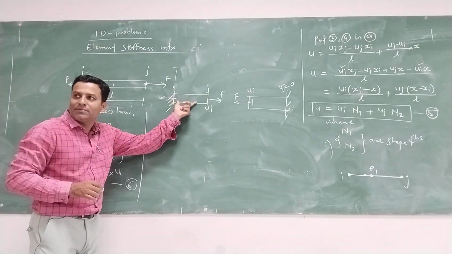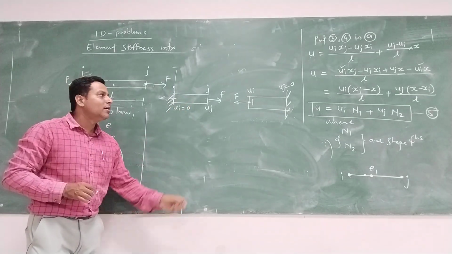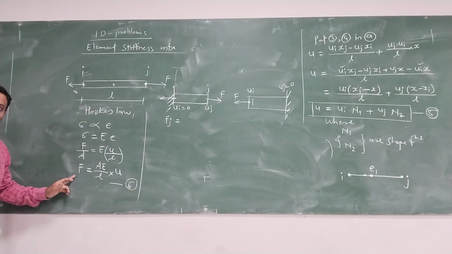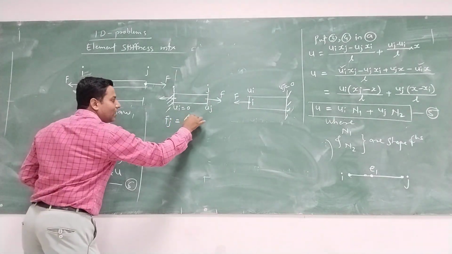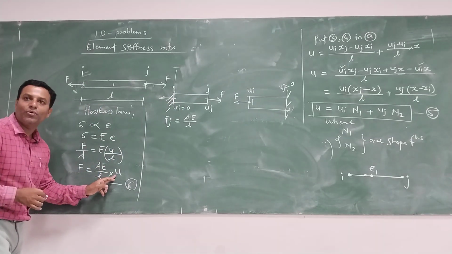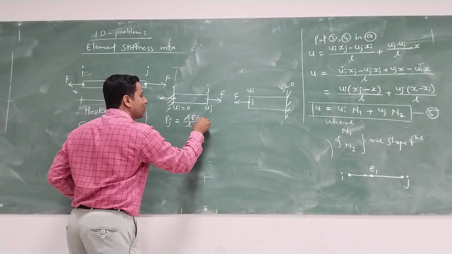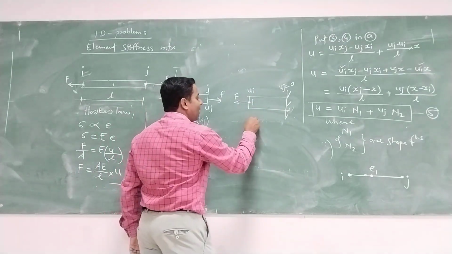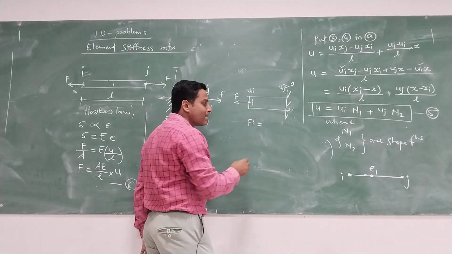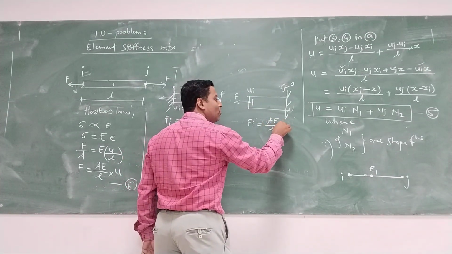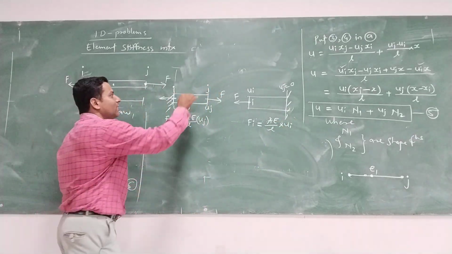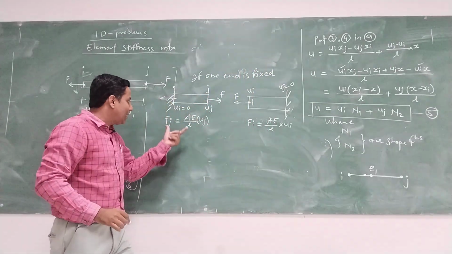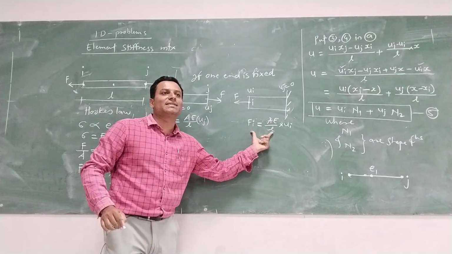Now for this case, if I want to write the force at the jth node, then this equation will be Fj equal to AE by L into Uj. Similarly, if I want to write for this case, then Fi will be equal to AE by L into Ui. If one end is fixed, then you will get these two equations for the forces.